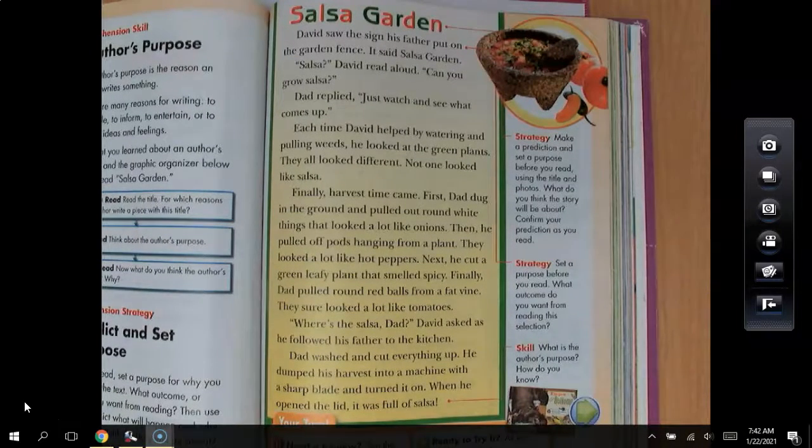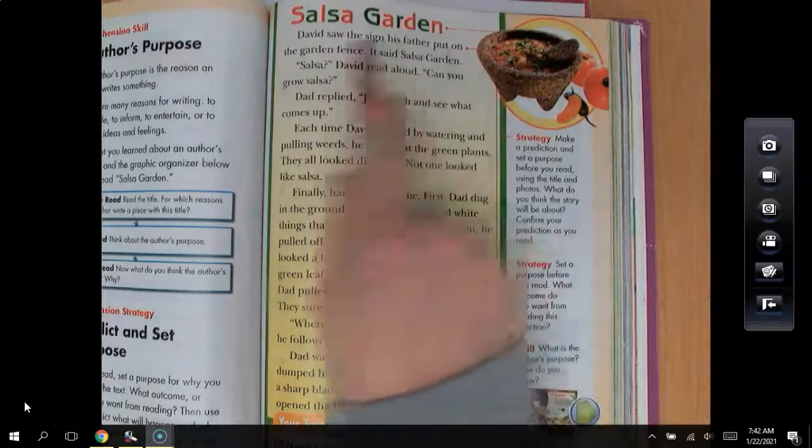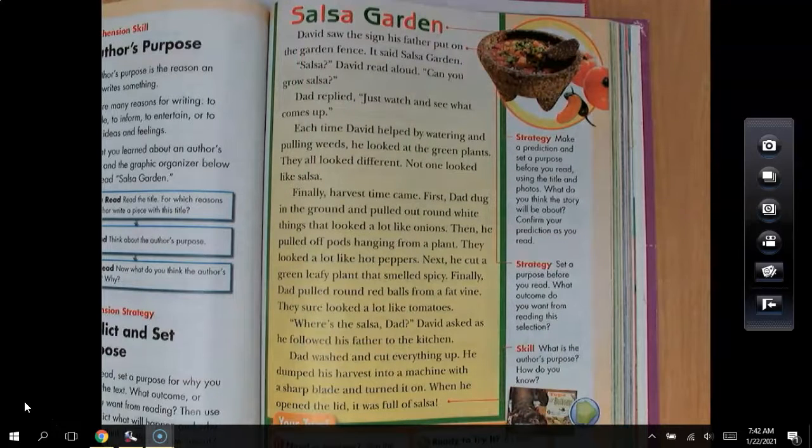Before we begin reading, I want you to think about what we're going to be reading about. Let's take predictions. So if I look at my title, whenever I begin to read a book, I read my title. Sometimes people look at the title to see if they would be even interested in reading the story. So our story is titled Salsa Garden. So good readers can make predictions about what that story is going to be about. So make a prediction. What do you think, without even reading the story yet, Salsa Garden is going to be about?